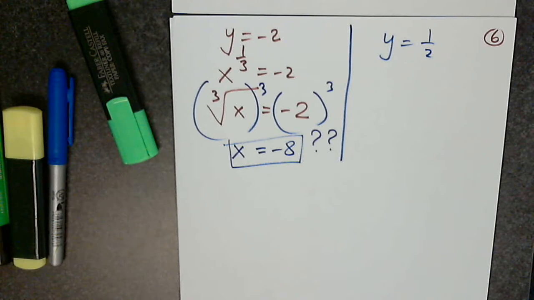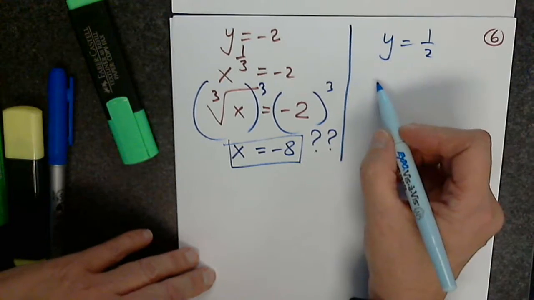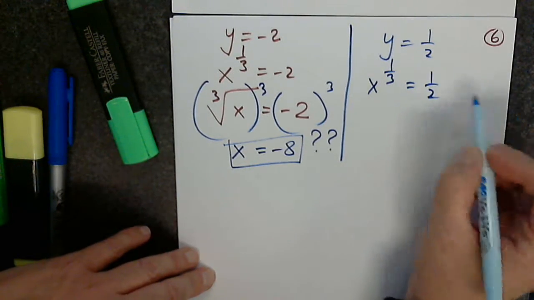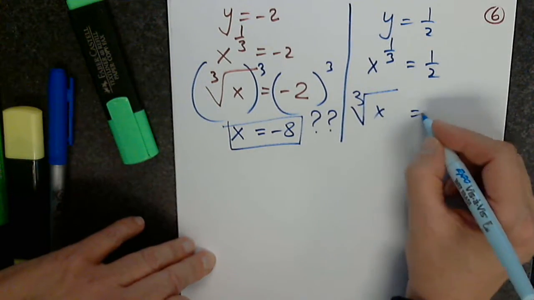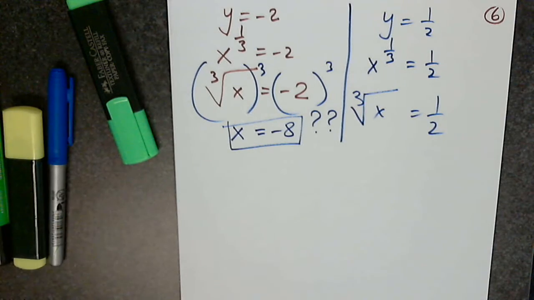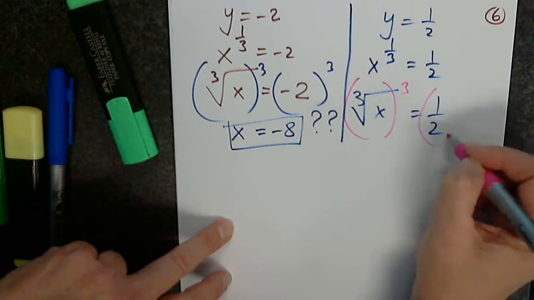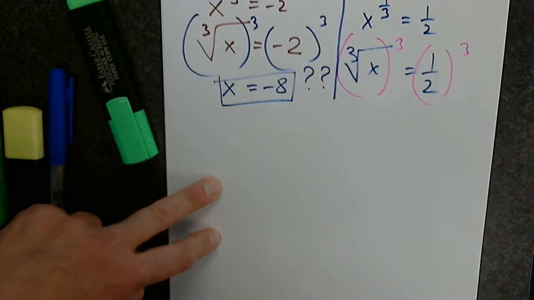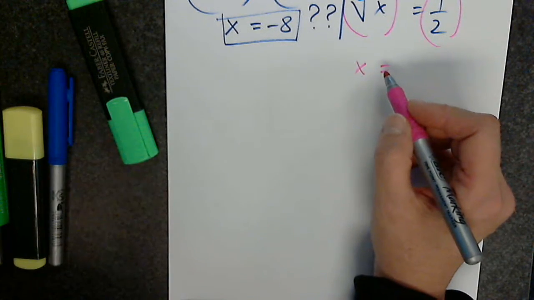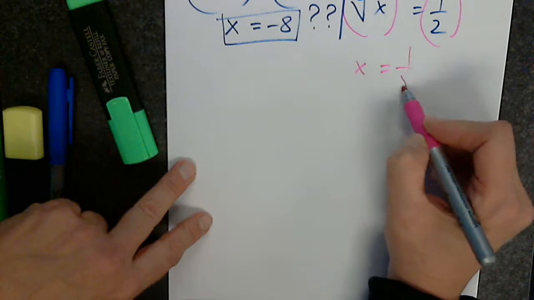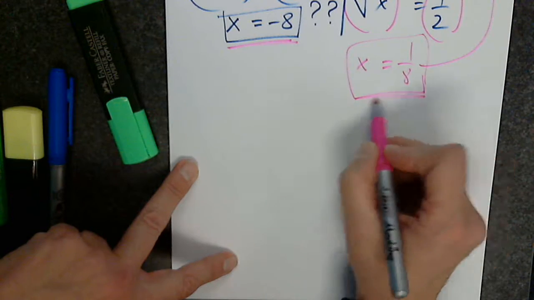y equals 1/2. What does that mean, really, for us here? x to 1/3 equals 1/2. Is there another way of writing x to 1/3? The third root of x. What do I have to do to both sides now in order to solve for x? Raise it to the third power. And what do I get? 1/8. 1/2 times 1/2 times 1/2. 1/8. Very good. So now I go back and check. Yes, it will work. So these are the two solutions of this equation.